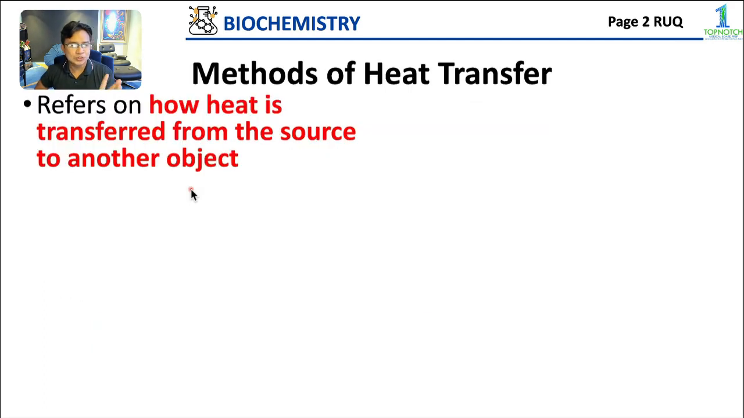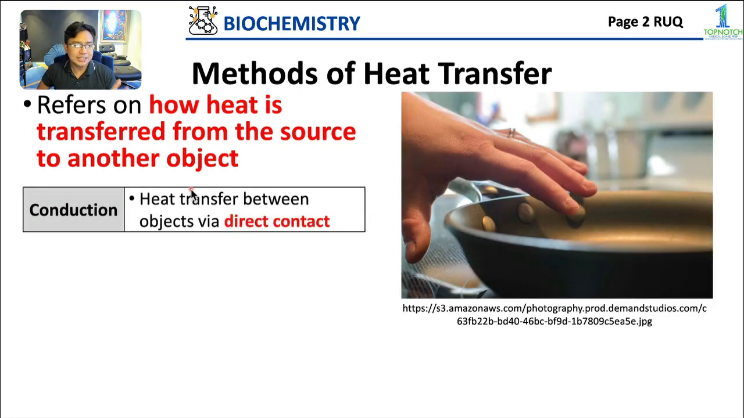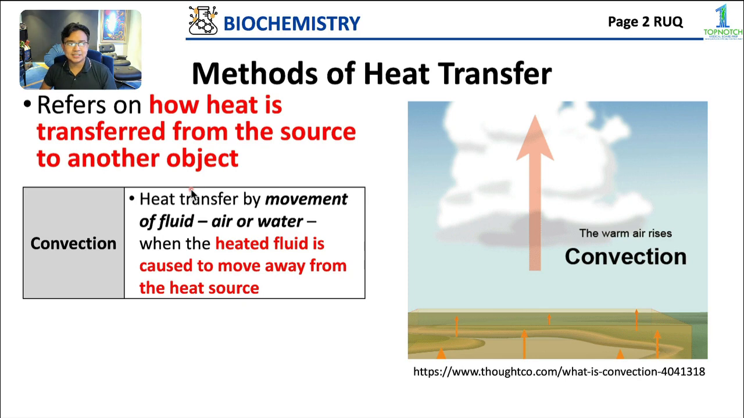Now, let's talk about how we transfer heat from one matter to another. So, the first method is known as conduction, which occurs when heat is transferred directly between objects. For example, gutom-gutom ka na, di ba? Gusto mong kumain ng corned beef na palm doon sa ating plato, di ba? Hinawakan mo siya agad, mainit pa. Heat is transferred from the corned beef to your hand. That is conduction happening. While in convection, it's the heat transfer occurring via movement of fluid, the air or water, when the heated fluid is caused to move away from the heat source.